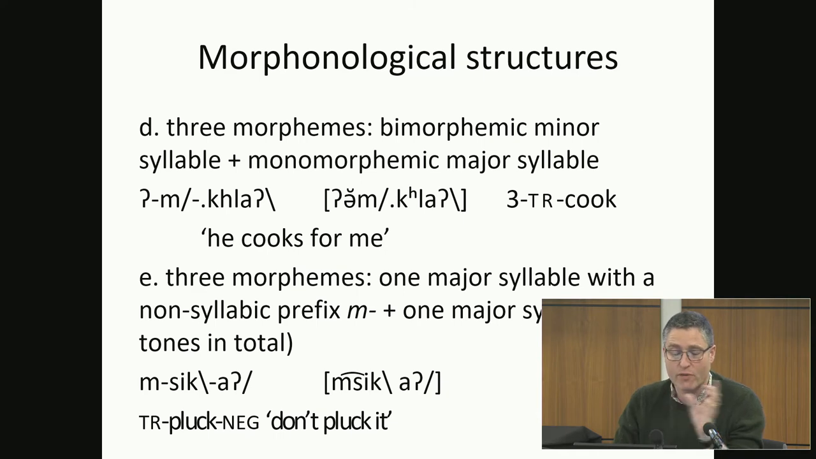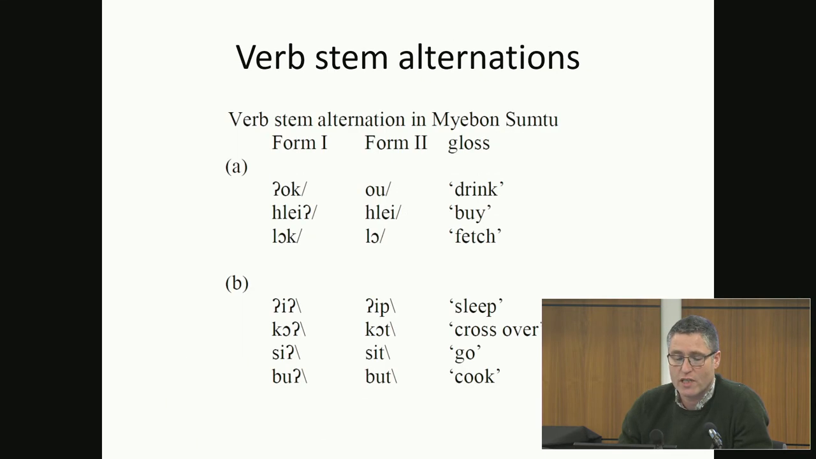So in an imperative form, there's no subject agreement. There's only object agreement. And because there's no subject agreement prefix, there's no minor syllable at the beginning, so you get this unusual sik cluster at the beginning. So that's just some fun things about Sumtu morpho phonology.